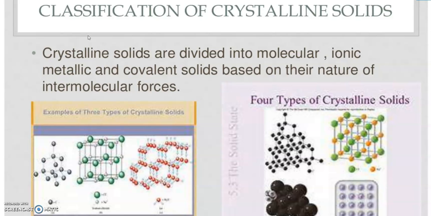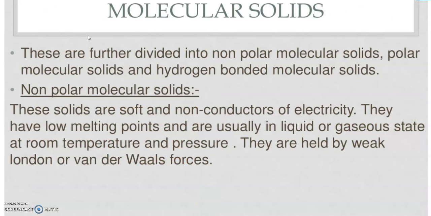And if we take crystalline solids, we can further classify them into 4 types based on the intermolecular force of attraction. We know there is an intermolecular attraction between atoms, ions, molecules. So based on this intermolecular attraction, we can further classify the crystalline solids into 4. Those are molecular, ionic, metallic and covalent solids. We'll see one by one.